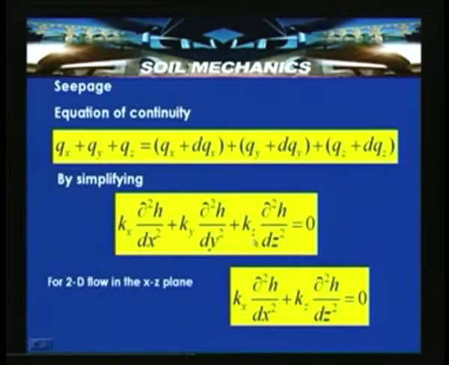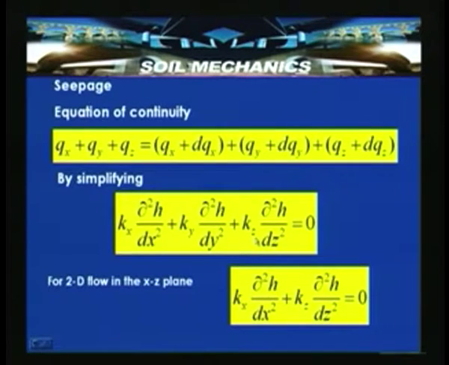Where kx, ky, kz are the coefficients of permeability in x, y, z direction respectively, and this is a generalized expression. In the isotropic case, where kx is equal to ky is equal to kz is equal to k, we can say that del square h is equal to 0. That is a simplified way of expressing the Laplace equation.